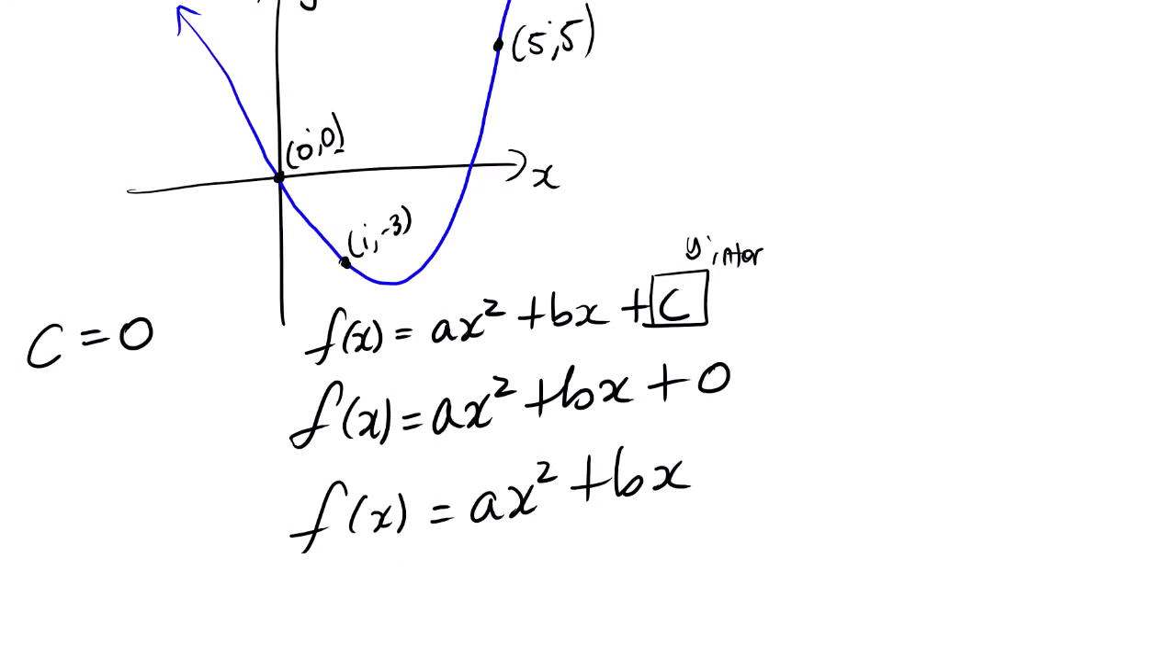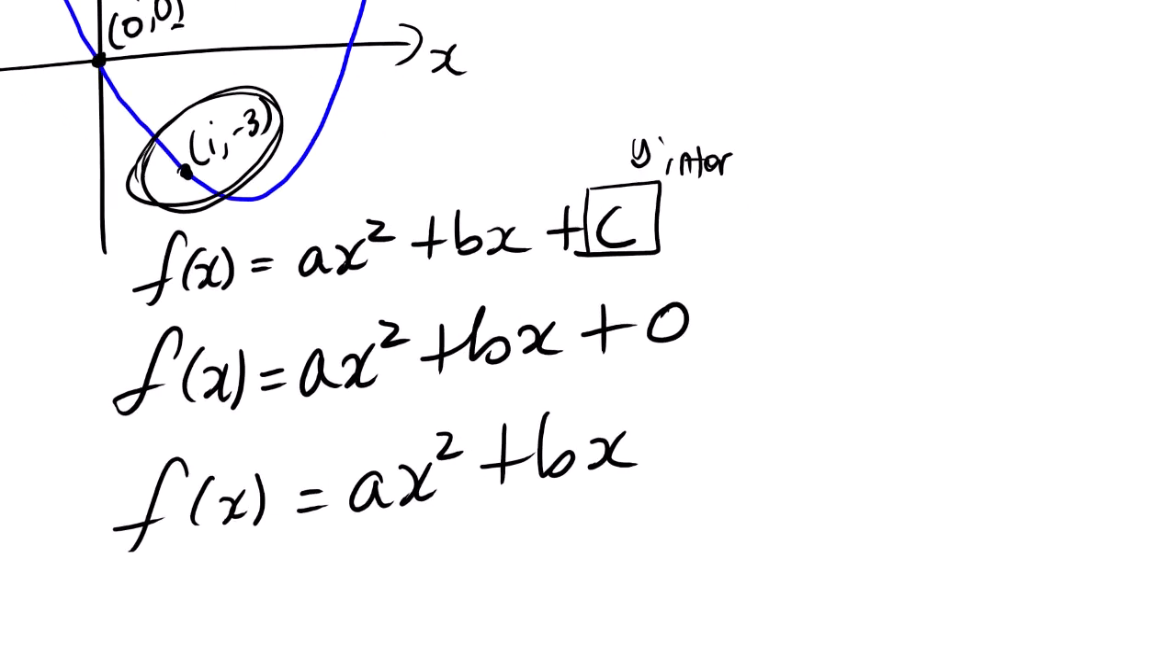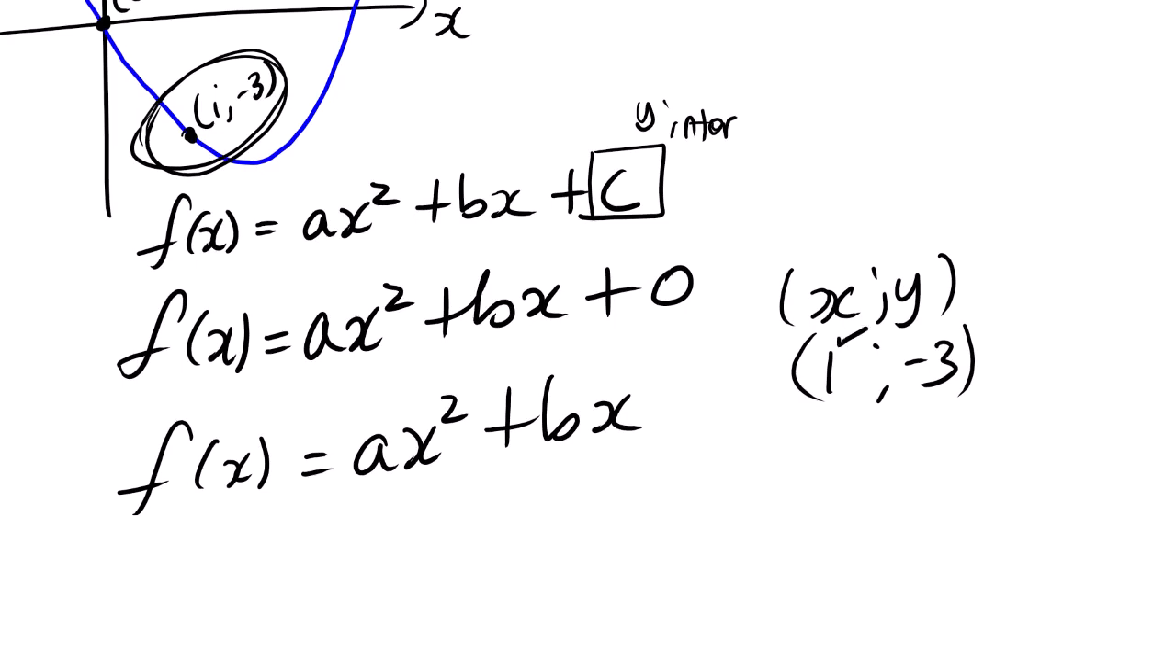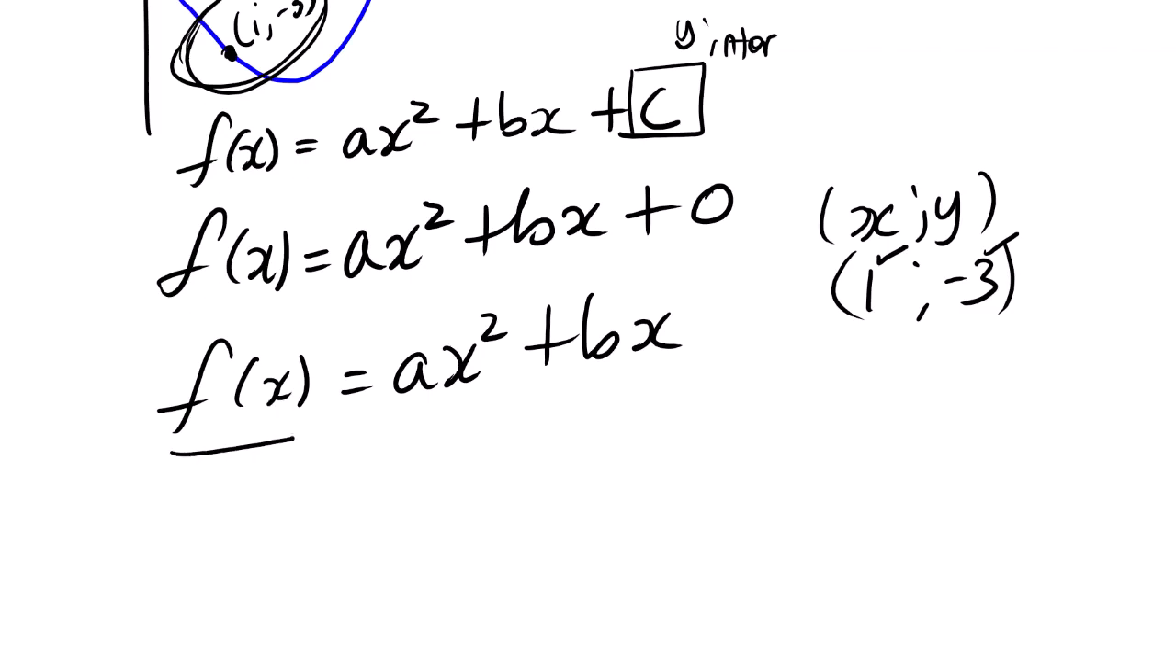Then we need to continue. We are going to use this point and also use this one. So let us start using this one. We know that an ordered pair is x, y. So in this case we have 1 maps to -3. Where we see x, we substitute by this. Where we see y, we substitute by -3.